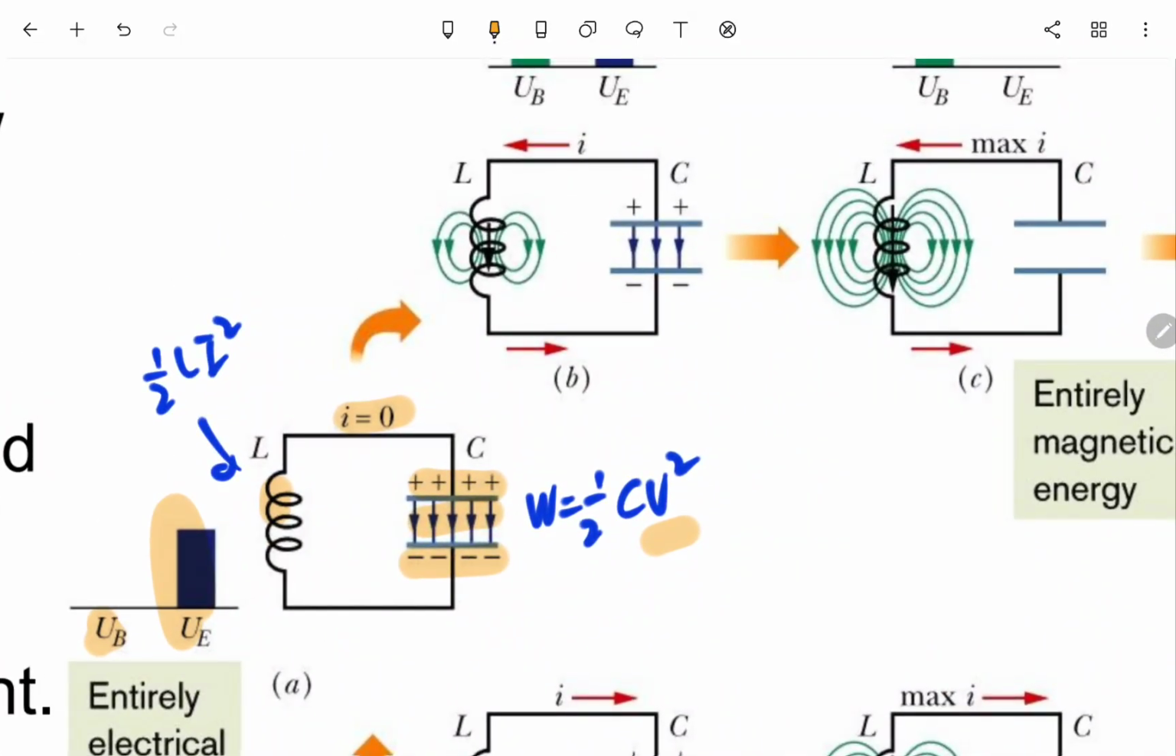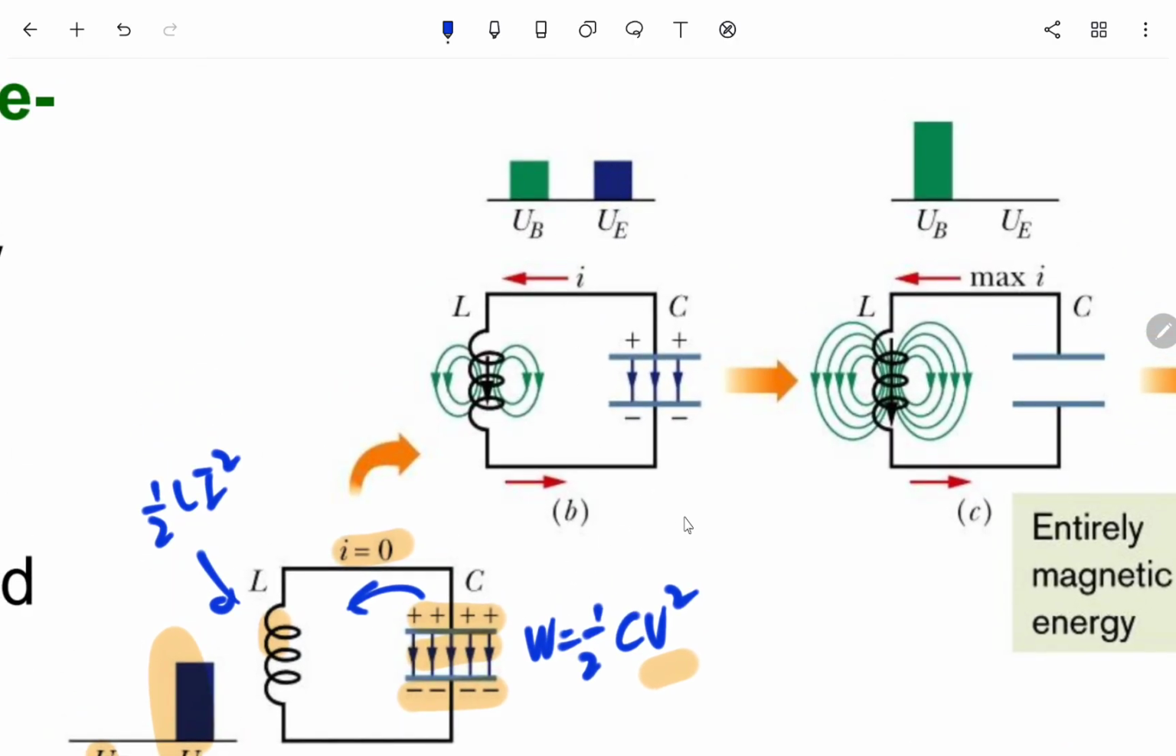In this state, the charge will tend to go out, so there will be current going in a counterclockwise direction. In that case, V becomes smaller because there are fewer charges on the capacitor. After some time, UE is decreasing and UB will increase because there is current going through. The current becomes larger and larger and the charge becomes smaller, so UE becomes smaller and smaller and UB becomes larger and larger.